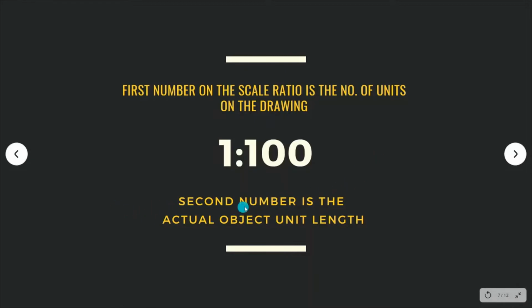So example na kay 1 cm nga drawing. So i-times mo na og 100 mao na ang iyang length, so naa na sa mga 10 meters na. Okay? So mao na ang atong 1:100 nga drawing. So para pagsabot lang, first again, ang first number sa atong scale ratio kay ang number of units on the drawing, and the second number sa atong scale ratio is the actual object unit length.